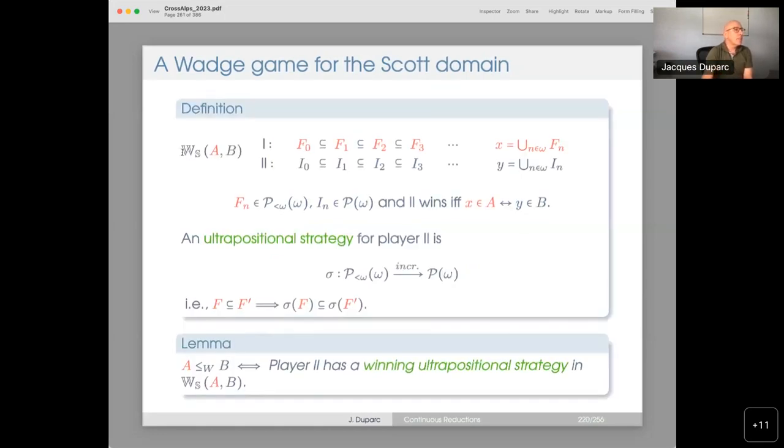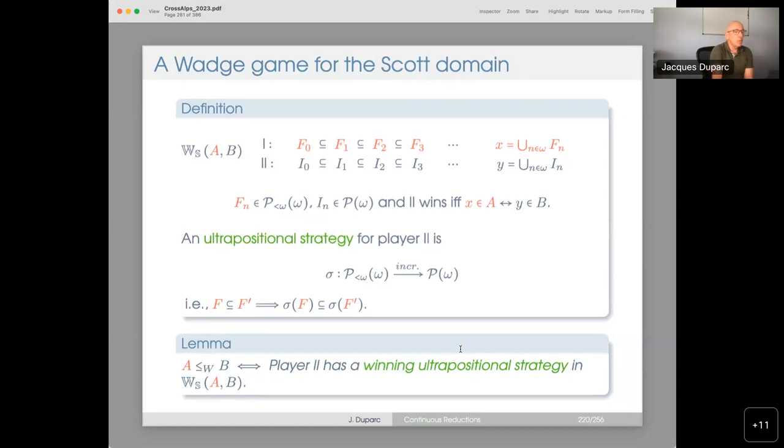This is just the same definition. What is an ultra-positional strategy for player two? It's not any strategy. It's a mapping which maps a finite subset of the integers to a subset of the integers, and a mapping which is increasing. Increasing means if F is included in F prime, then sigma of F, what is played when player one plays F, is included in what player two plays when one plays F prime. Positional means it doesn't depend on the history of the game. You play something at the position that you're in. The result is that A Wadge reduces to B if and only if player two has a winning ultra-positional strategy in this game. This is not difficult to prove.